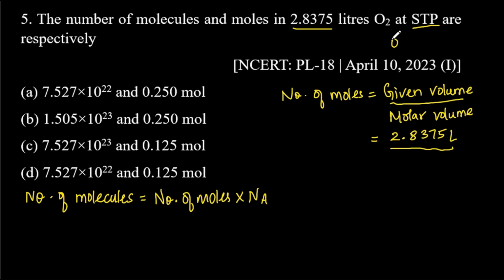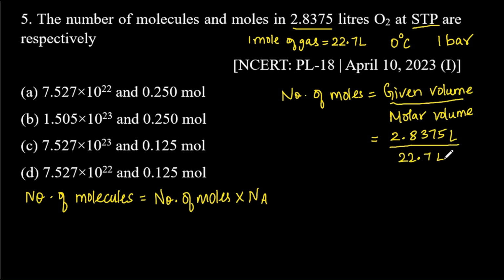So here the temperature is taken as 0 degrees Celsius and pressure is taken as 1 bar pressure. So at 0 degrees Celsius and 1 bar pressure, 1 mole of a gas occupies 22.7 liters of volume. So this 22.7 liter is considered as the molar volume at this STP condition. So molar volume should be taken as 22.7. So here we get the number of moles value when we calculate as 0.125. Now with this value we can find the number of molecules.